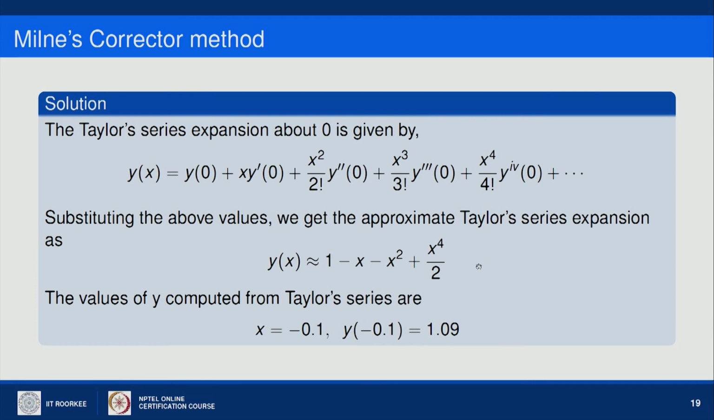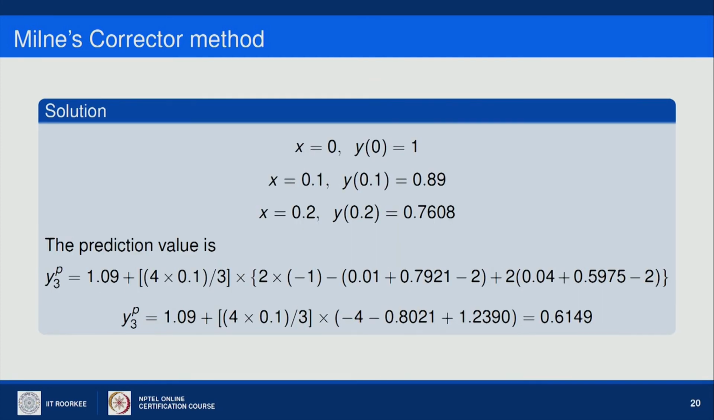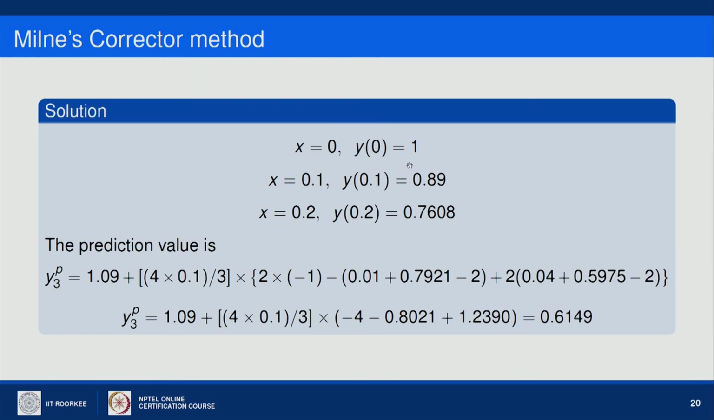After getting this particular expression, I will calculate the value of y at minus 0.1, 0.1 and 0.2. So once I calculate it, I will get y at the point x equals minus 0.1 equal to 1.09, y at x equals 0 again coming out as 1, which is also given to us as an initial condition. Then y at 0.1 is 0.89 and y at 0.2 is 0.7608.